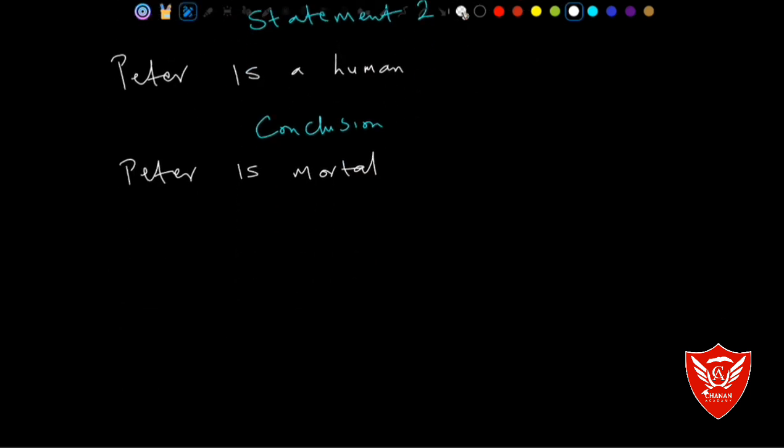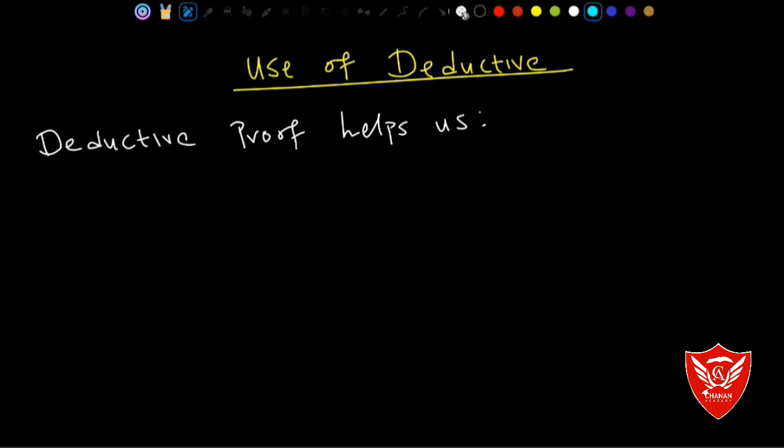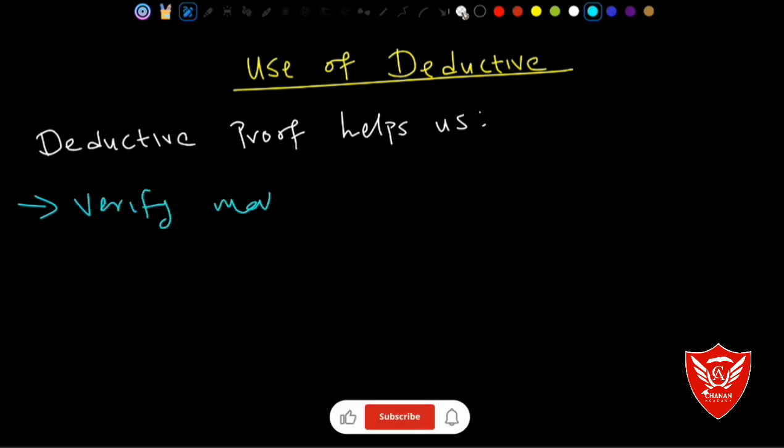Now let us see why we use deductive proof. A deductive proof can help us in various ways in mathematics. One of the ways that deductive proof can help is it helps us verify mathematical statements.